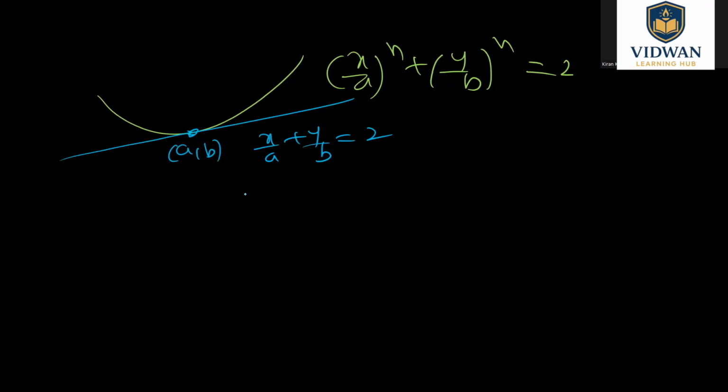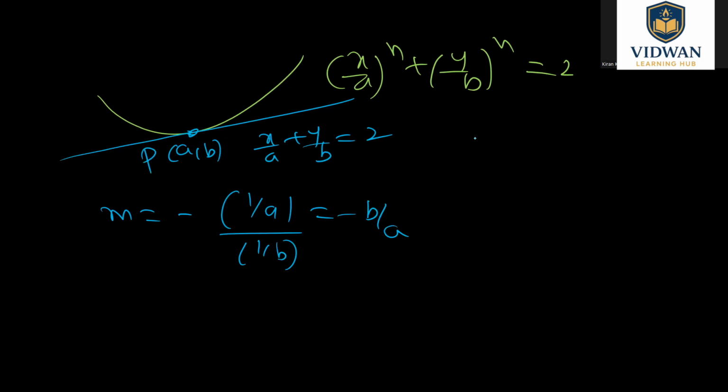So generally, what are the criteria? If you differentiate the curve, you'll get the tangent slope. You have to find the derivative at (a, b), that should match with the slope of the given line. So what is the slope of this line? Minus of x coefficient, which is 1 by a, by y coefficient, which is 1 by b. So the slope is minus b by a. And this should also be equal to dy by dx at that point for the given curve.